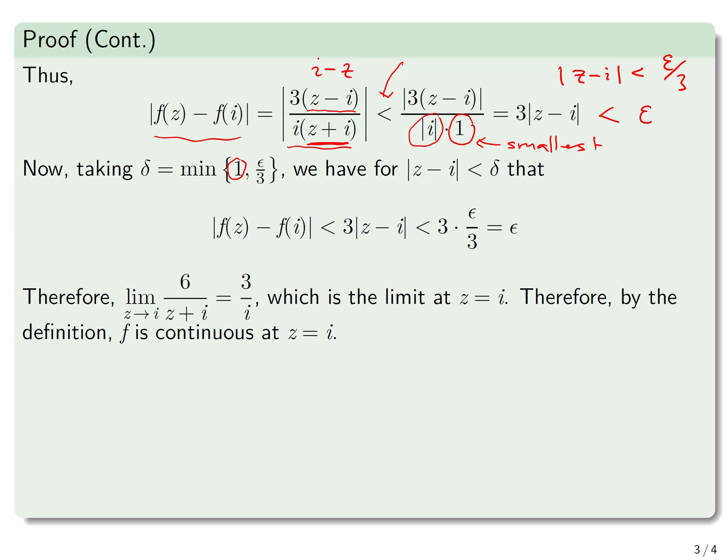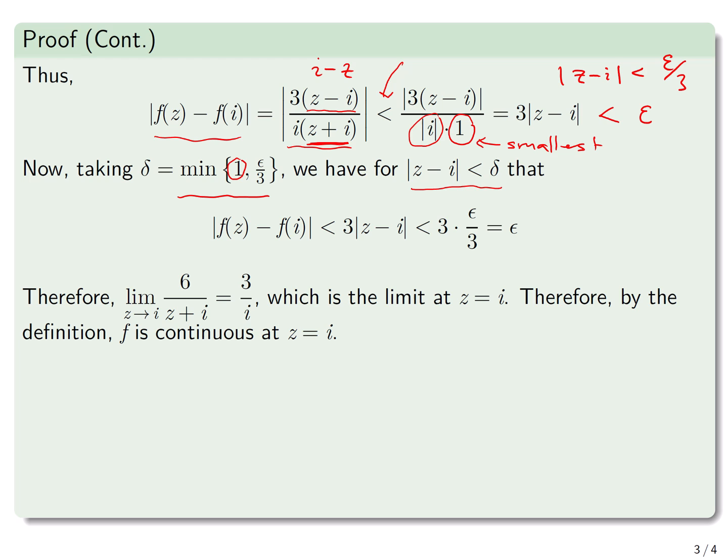Good. Now what we're going to do, we want to make sure that both are satisfied. So we're going to pick the smallest of the two. What is the smallest of the two? One is 1, that's for the upper bound, or in this case lower bound, and then epsilon over 3 coming from there. So we pick the smallest of the two. So that means if you pick any value where the absolute value of z minus i is less than delta, since this is the smallest value, any such z satisfies both of them automatically because that's the smallest one.